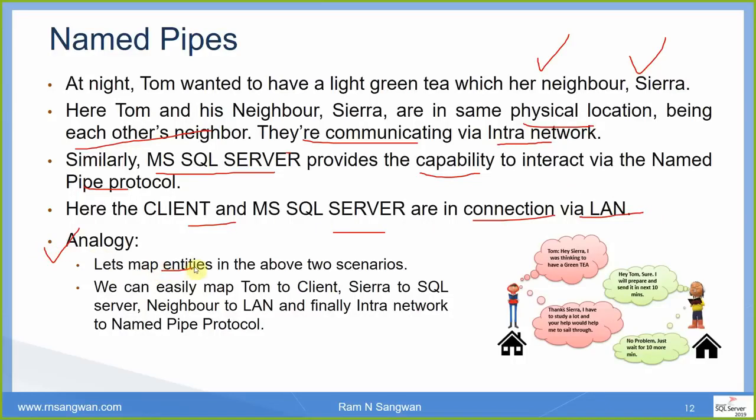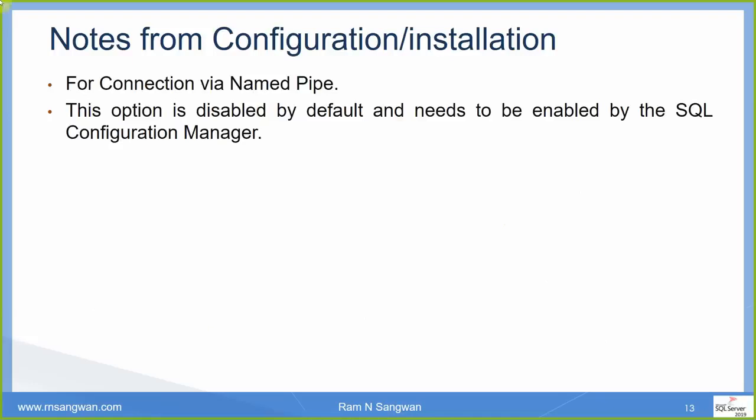So here let's map this. We can easily map Tom to the client, Sierra to the SQL Server, neighbor to LAN, and finally intra-network to the named pipe. In the same apartment, in the same building probably, you can simply use the lift or corridor to reach Sierra, that is local named pipe. For connection via named pipe, this option is by default disabled. We will learn during the installation or post-installation tasks how to verify what connections are available and how to enable or disable a specific type of connection in the SQL Server Configuration Manager.